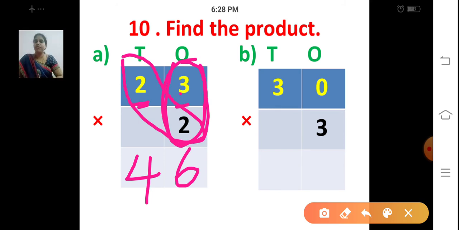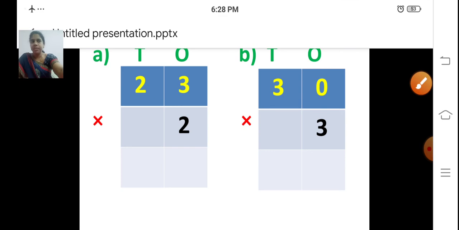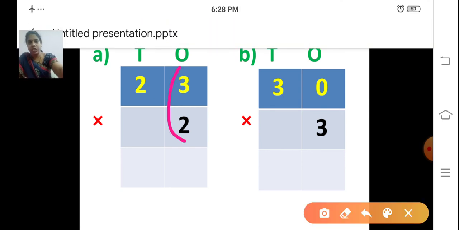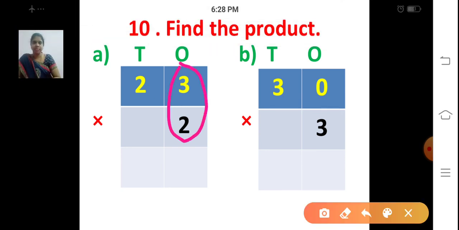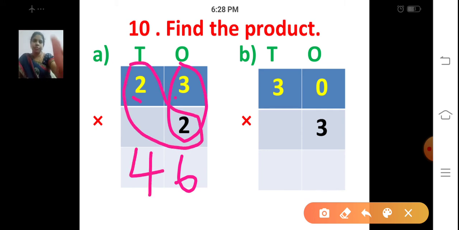2 2s are 4. Shall I repeat it one more time? What is the first step? First we are going to multiply these two. 3 2s are 6. We multiply the digit at the ones place by 2. Now we multiply the digit at the tens place by this number 2. 2 2s are 4. Understood, children? So you know how to multiply a 2-digit number by a single digit number, right? Shall we move on to the next one?